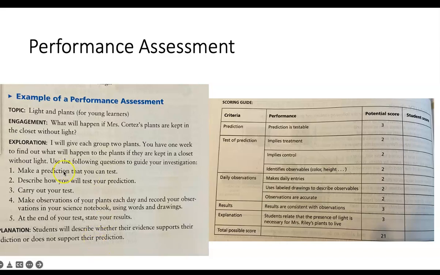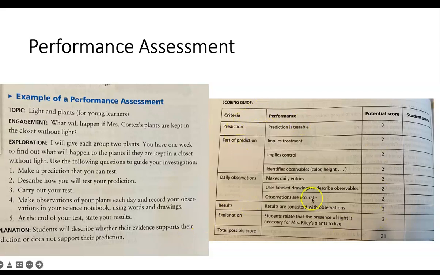What they have to do is make a prediction that they can test, describe how they're going to test their prediction, and then carry out the test and make observations of their plants. At the end of the test, they're going to state their results. Then the explanation part is students describing whether their evidence supports their hypothesis or predictions or does not support their prediction.